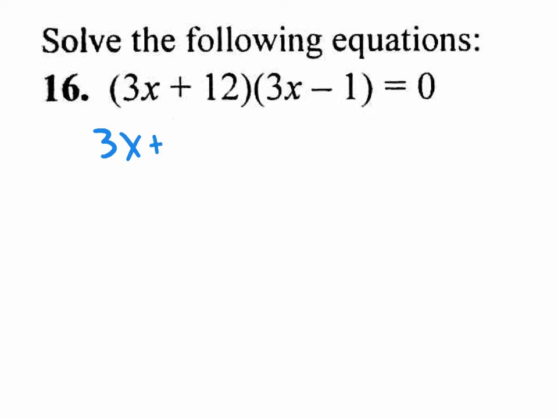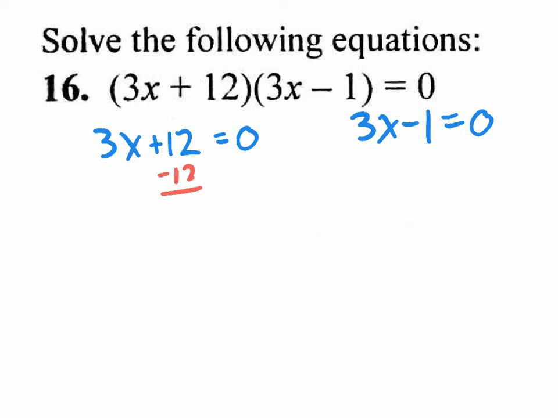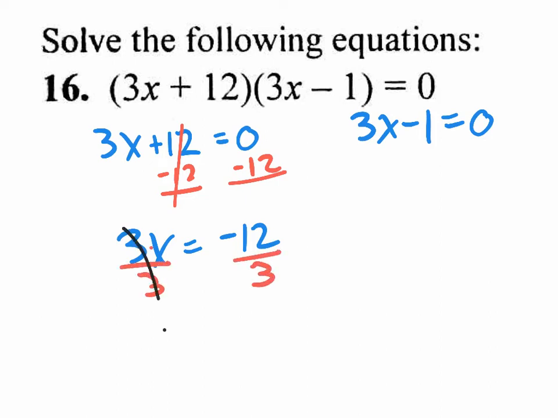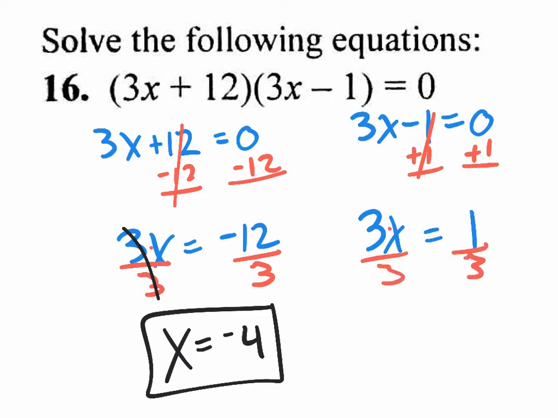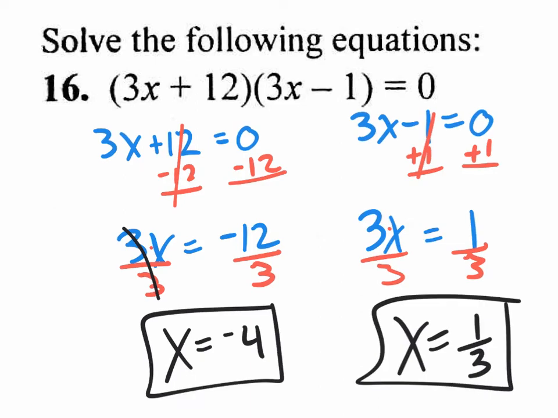I want to write 3x plus 12 and say that that equals 0. And I want to have 3x minus 1 and say that that equals 0. So when I solve the first equation, I subtract 12. I will have 3x equals negative 12. My final step would be to divide by 3 and divide by 3. So I'll get x equals negative 4. That's one answer. The other one, I am going to add 1. You're going to end up with 3x equaling 1. Final step would be to divide by 3. So x equals 1/3. Those are your two answers for number 16.